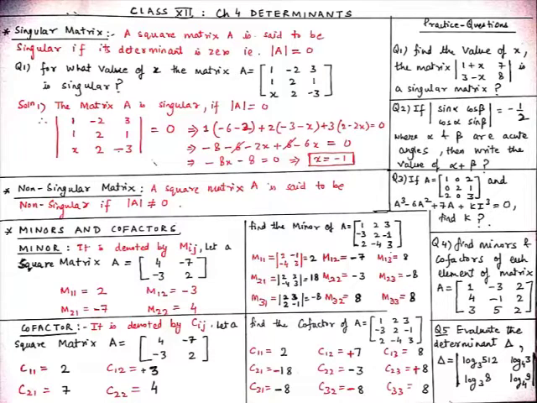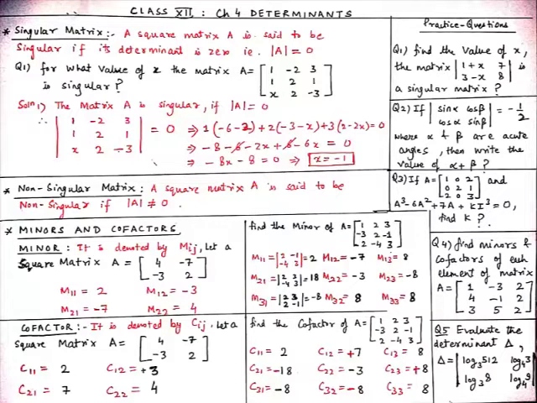Now for M21, we will take the element A21, which is -3, and hide row 2 and column 1 completely. The remaining element left is -7, so M21 is -7. Now M22. We will take element A22, which is equal to 2. Now we hide row R2 and column C2 completely, so the remaining element is 4. So M22 is equal to 4.